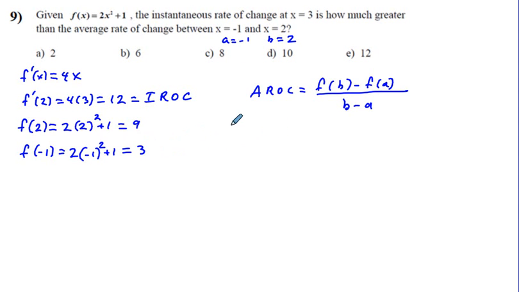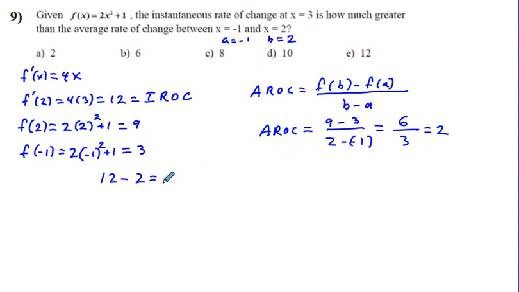So what we have is our average rate of change is going to be f(b) minus f(a) over b minus a, which is going to be 6 over 3, which equals 2. So how much greater? Well, the instantaneous minus the average is going to be how much greater. So 12 minus 2 is equal to 10. Therefore your instantaneous rate of change is 10 units greater than your average rate of change, and therefore our answer choice is D.